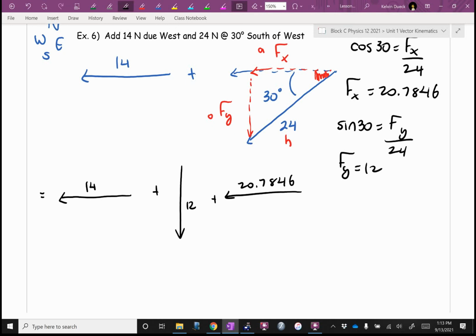The 2 horizontals. And even if they were in opposite directions, well, Deegan, then I would just go bigger minus small, winner minus loser, and combine them. In fact, I think I can do this in my head. 20.7846 plus 14 is 34.7846. On the next line, I'm going to say this is actually 34.7846 plus 12.